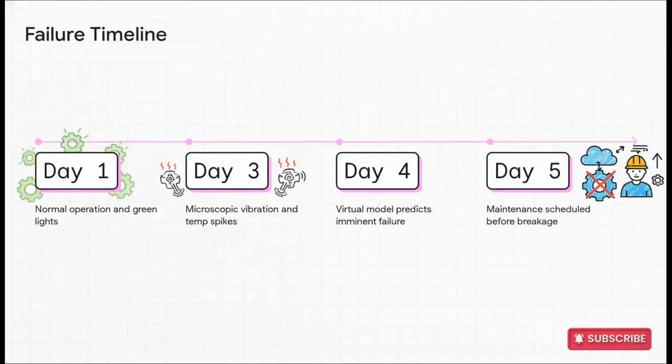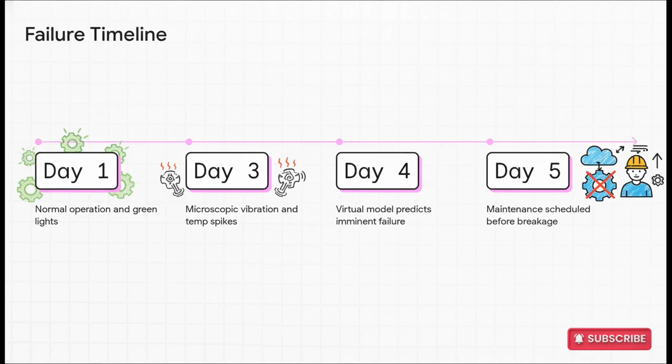The exact timeline of this predictive maintenance typically plays out over a really brief, critical window. Think of it like this. On day 1, everything is running normally, green lights across the board. By day 3, the physical sensors detect a microscopic vibration and some tiny temperature spikes. Honestly, nothing a human standing right next to the machine would ever notice. But on day 4, the virtual model, which is crunching this live data against historical physics, raises the red flag and predicts an imminent failure. And on day 5, before anything actually breaks, the maintenance team swoops in, replaces the part, and resets the system. The operation effectively saw the future and changed it.